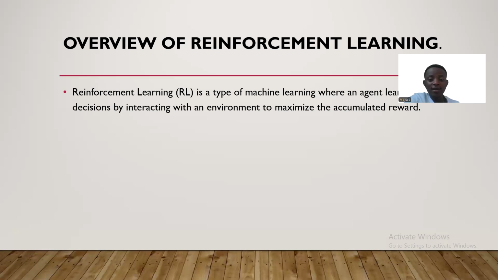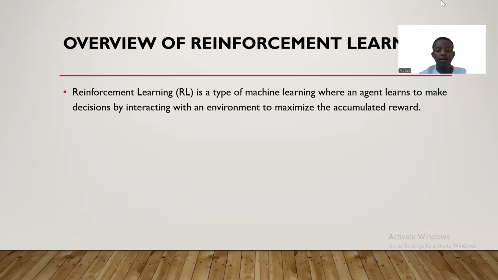So reinforcement learning is where we have an agent and it learns to make decisions by interacting with the environment or by taking actions in the environment. And in this case of reinforcement learning, the goal is to maximize the accumulated reward.